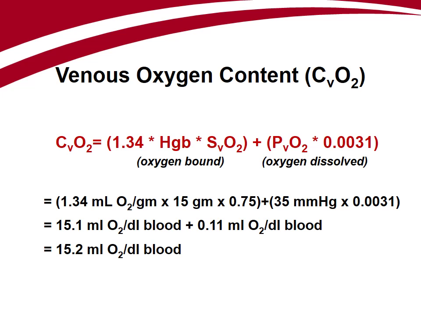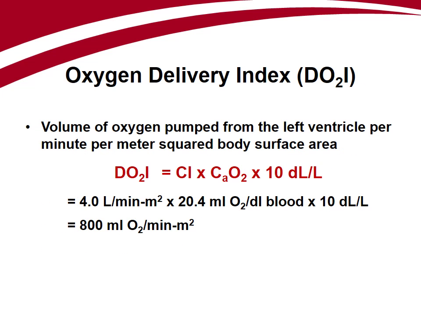For a patient with a hemoglobin of 15 grams, 15.1 milliliters of oxygen is bound to hemoglobin, while only 0.11 milliliters is dissolved in each 100 milliliters of blood, for a total venous oxygen content of 15.2 milliliters per deciliter of blood. A patient's oxygen delivery can be calculated by multiplying blood flow by the content of oxygen.